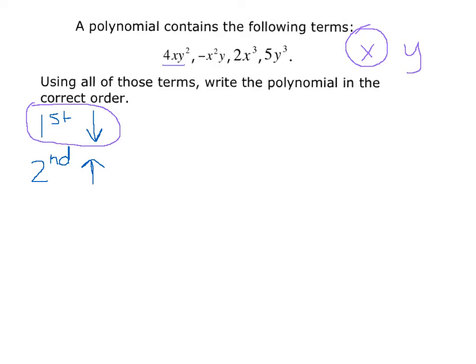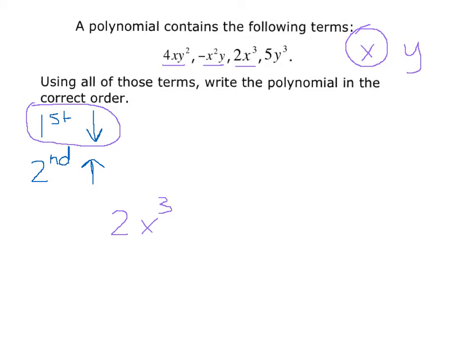So the three terms we were given that include x are those first three. And we want to find the term that has x to the highest power. And that gives us, we have x to the first, x to the second, and an x to the third. So it would be the term with the x to the third.